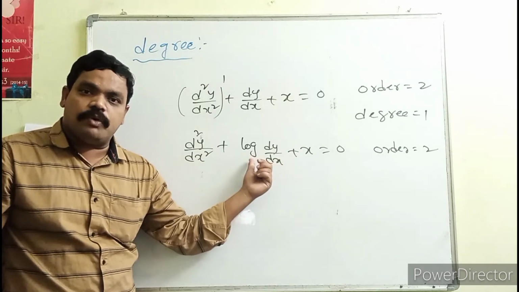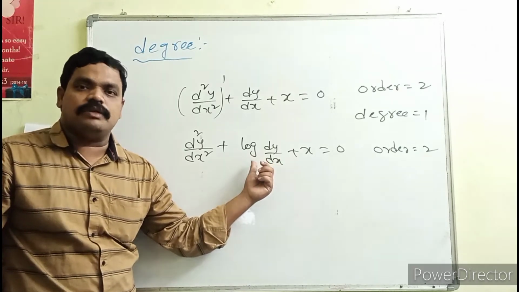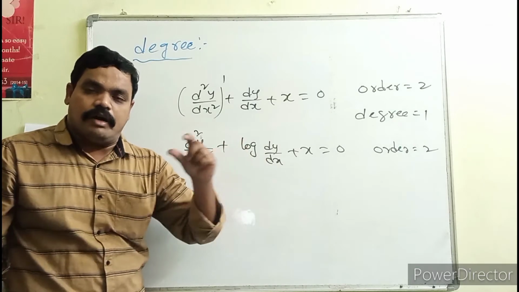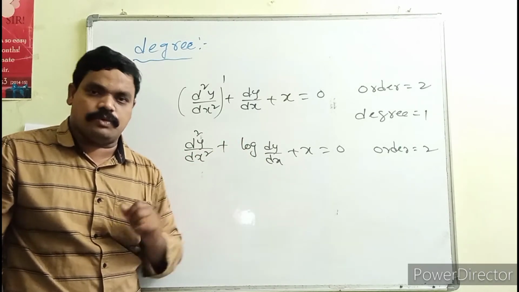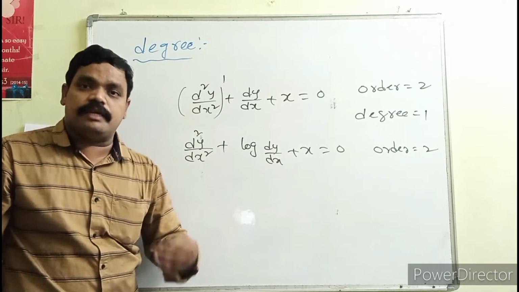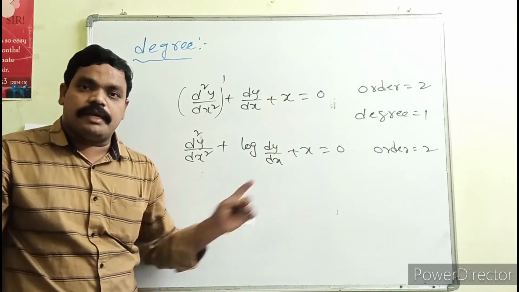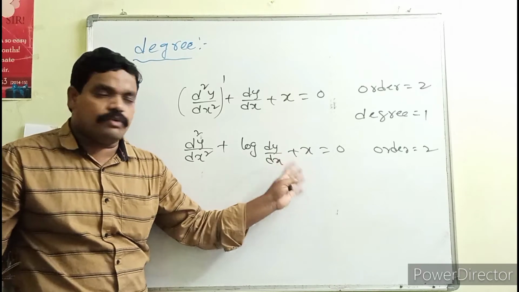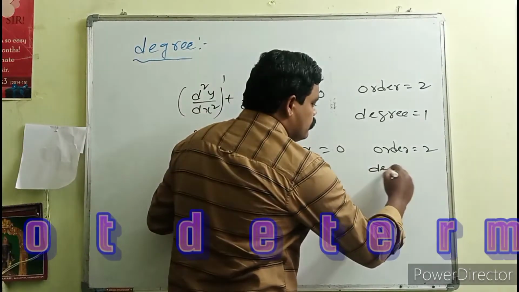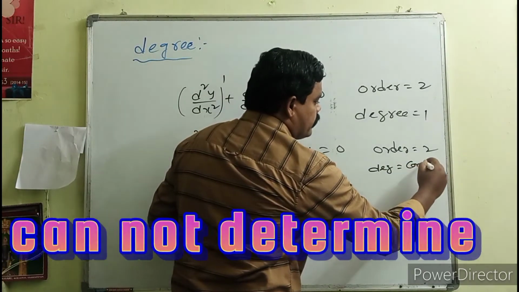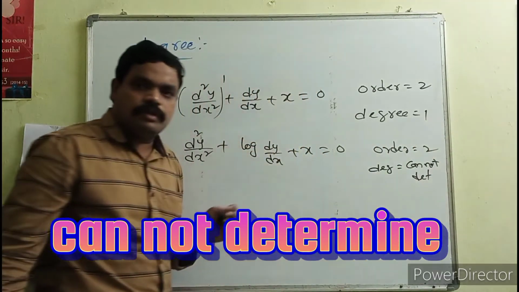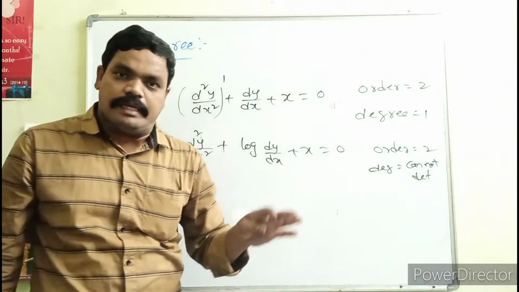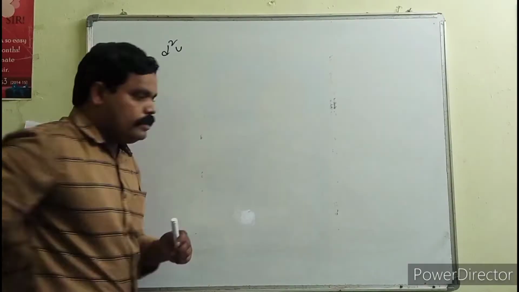Okay, ma. This is not in the polynomial form. The polynomial form means the powers of dy by dx are always integers, positive integers, and 0, independent of sine of, log of, cos of. But here there is log of dy by dx. Therefore, the degree we cannot determine. Do you understand? We cannot determine the degree of this equation.